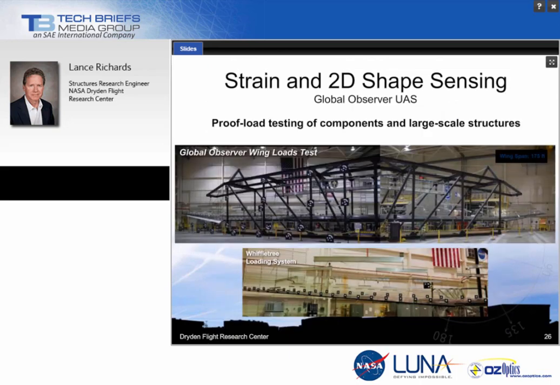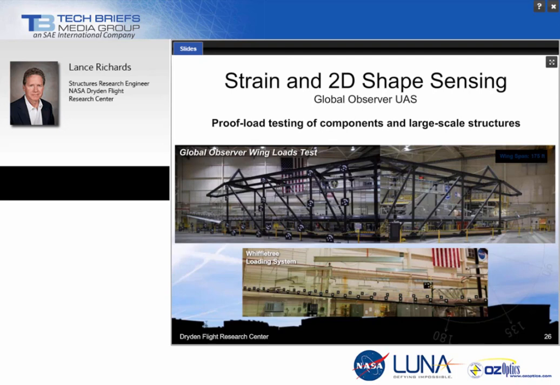So how did it work? Well, here's how it worked. I don't know if the animation is actually built into this presentation, but this shows the overall graphic of the test. So you can see the wing in the upper photo from wingtip to wingtip. That's 175 feet. It's all composite. And you can see the load structure that consists of what we call whiffle trees that distribute the loads out to simulate an aerodynamic set of loads.